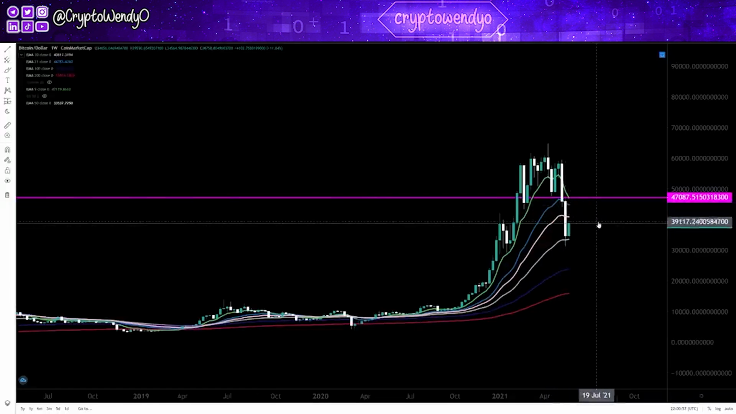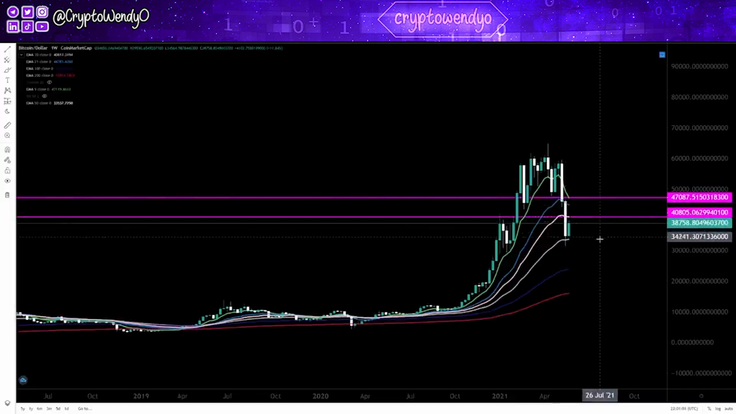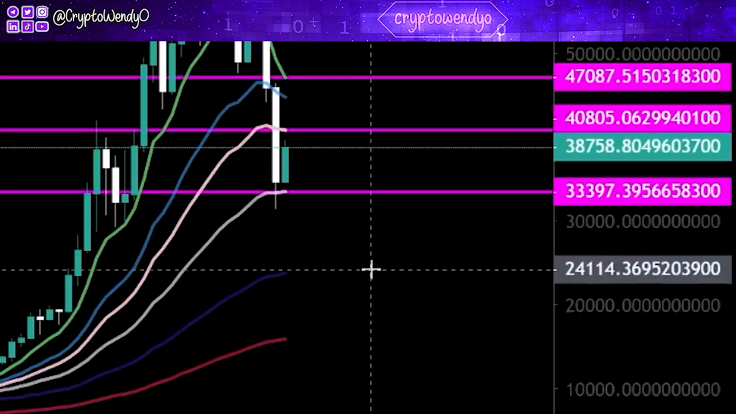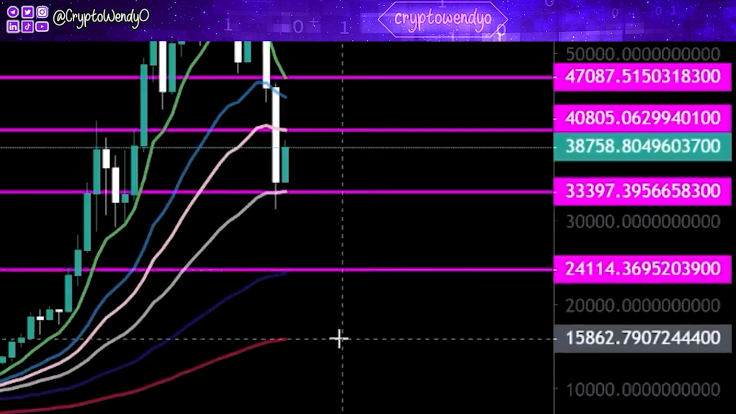So you would want to take a profit here at the EMA 30 at about 40,800. EMA 50 at 33,397. Down over here at about $24,000, which is also going to be the EMA 100, and then you would anticipate closing your position here at about 15,862. Obviously, this is going to change, and we're also using the weekly chart.